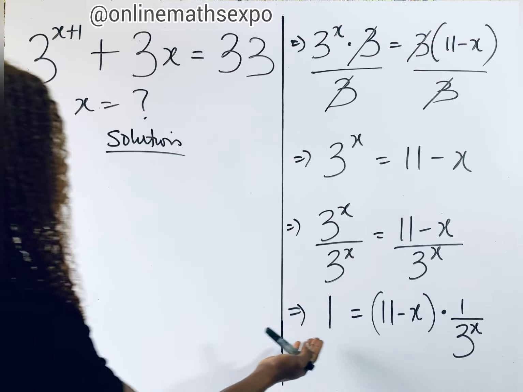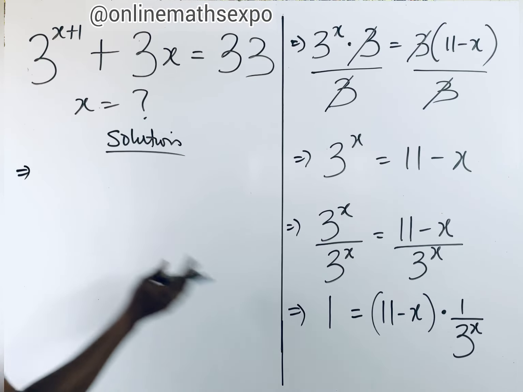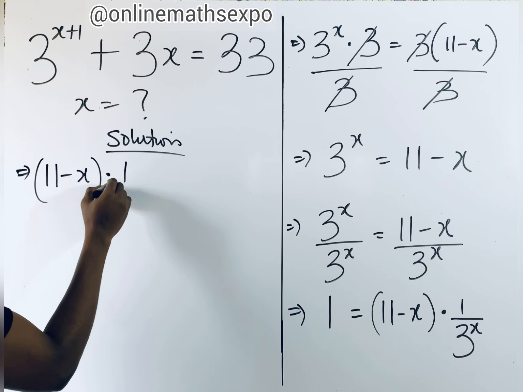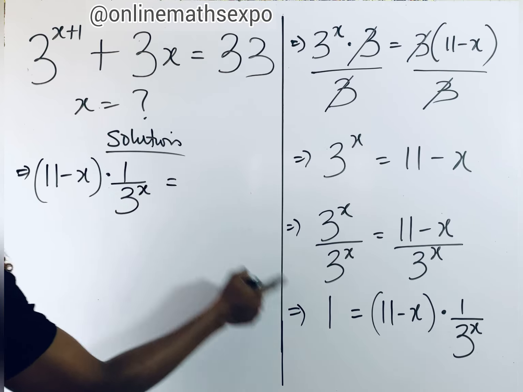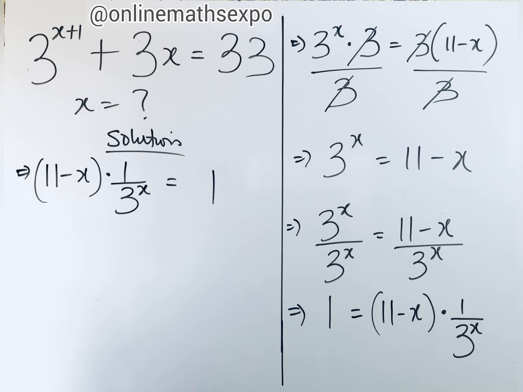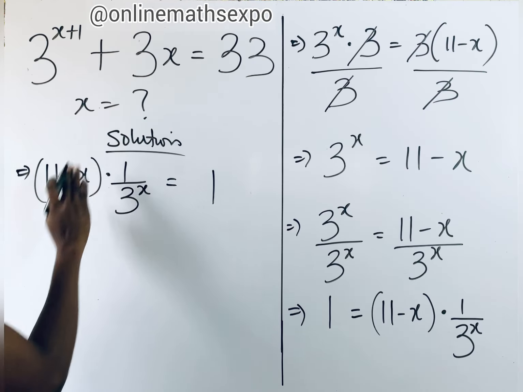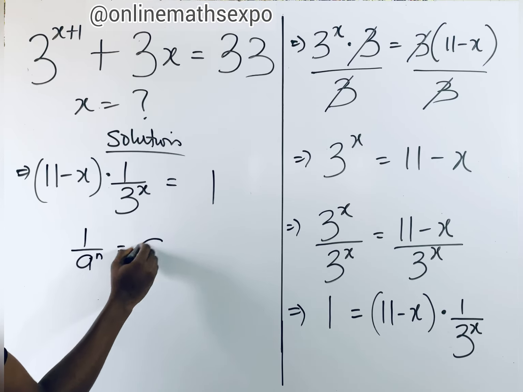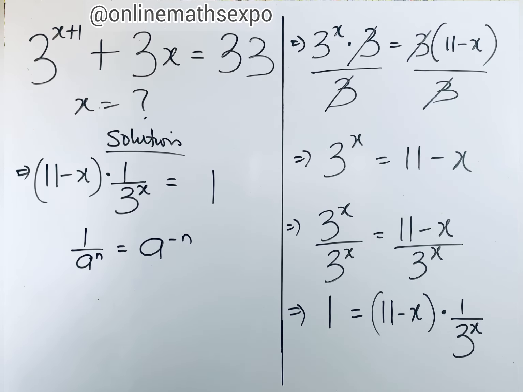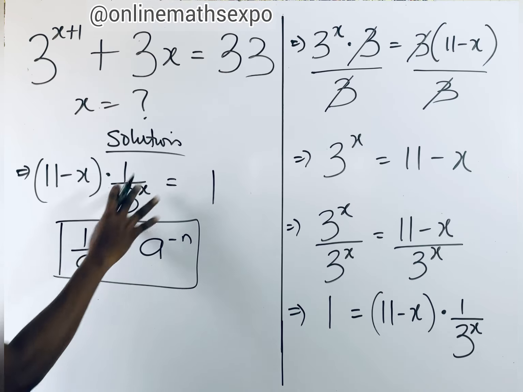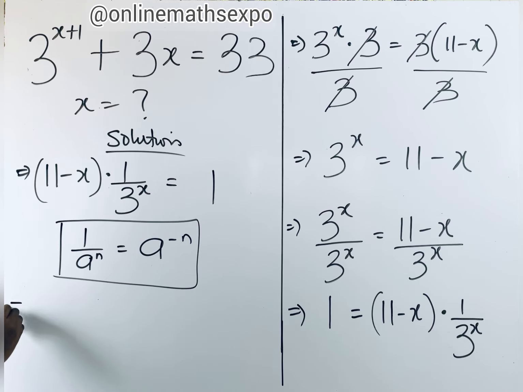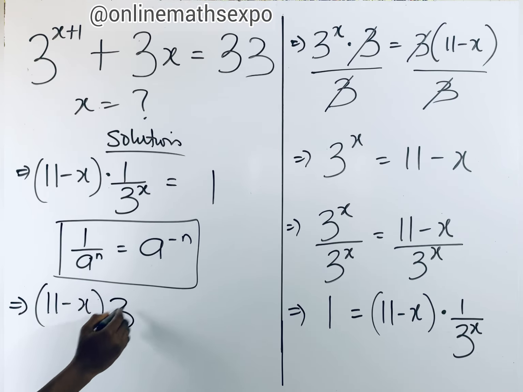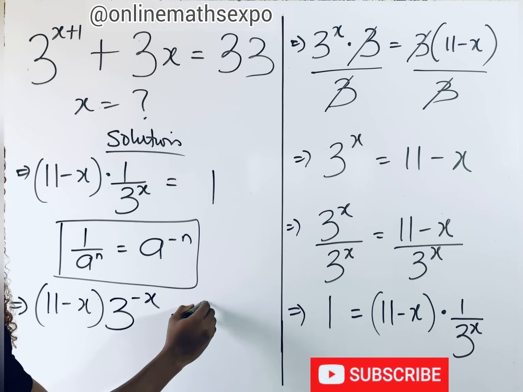Let's continue. Now, from here, this can also be rewritten. We can write this to be 11 minus x multiplied by 1 over 3 to the power of x is equal to 1. This and this are the same. Now we keep simplifying this. Just remember that for every 1 over a to the power of n, it is a to the power of negative n. Okay, so this is going to guide us to simplify this. Now this is giving us 11 minus x. Then this will now be 3 to the power of negative x is equal to 1.